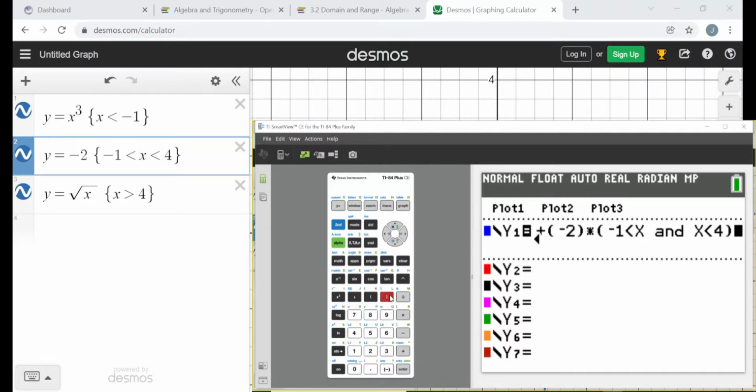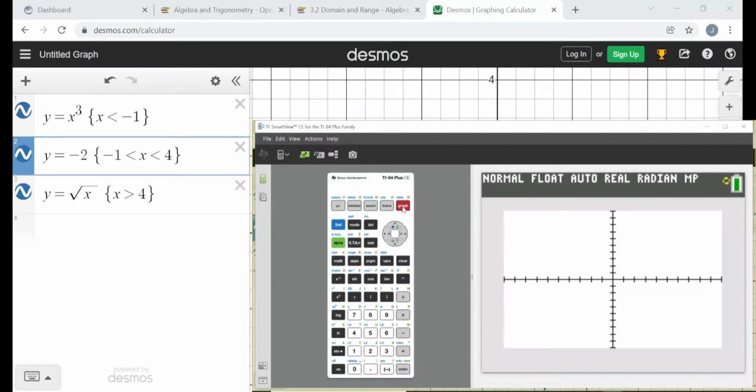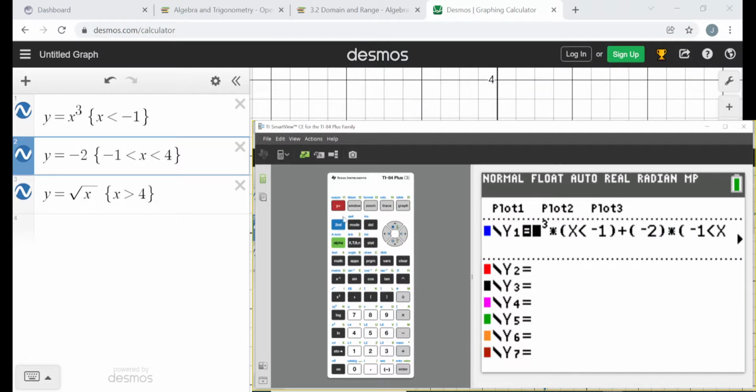Close the parentheses, right? So now when I graph, you'll see the first two pieces drawn. There's x cubed, and then up to -1, and then there's y equals -2 up to when x is 4, and then the rest of the time it's 0. Again, unfortunately there's no holes here. And then back to the y equals menu.